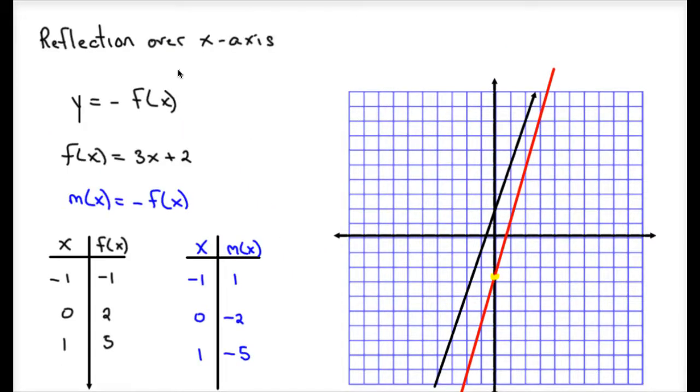Reflection over the x-axis, okay? So your equation is y equals negative f of x. When the negative is on the outside, if you look at the tables here, you have x, f of x, and x, m of x, I'm really just changing all the y values. So all the y values that are negative now become positive. So a negative 1 becomes a positive 1, a 2 becomes a negative 2, and a 5 becomes a negative 5.